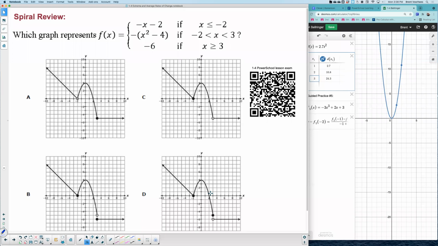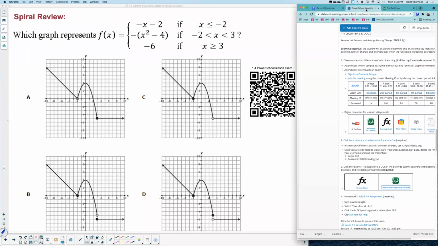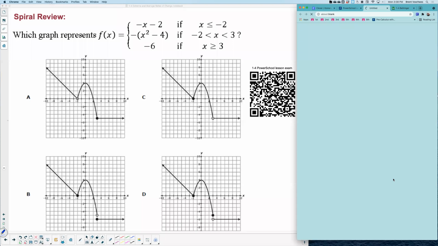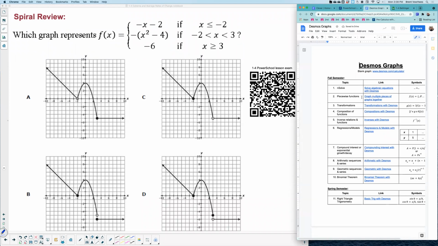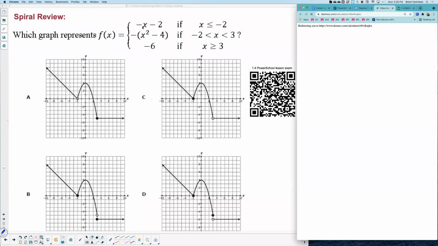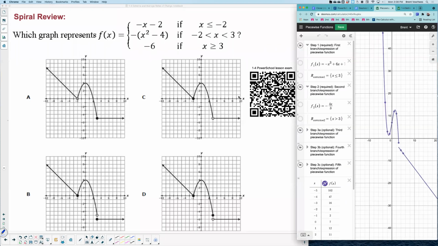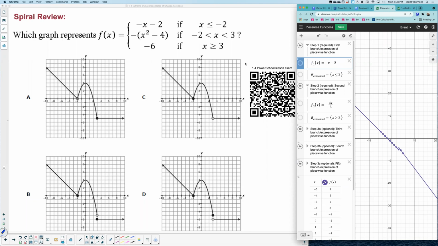All right, let's look at one more ACP question. This is graphing piecewise. And so I started at the beginning of the lesson with this, and I'll finish here. If you go to your Desmos pre-programmed graphs and you click on the piecewise calculator, which is the second calculator here, and you open up this link, you could graph this equation and determine which graph is correct. So the first branch here, step 1, which was just negative x minus 2, while x is less than or equal to negative 2. And so that would be this piece portion.